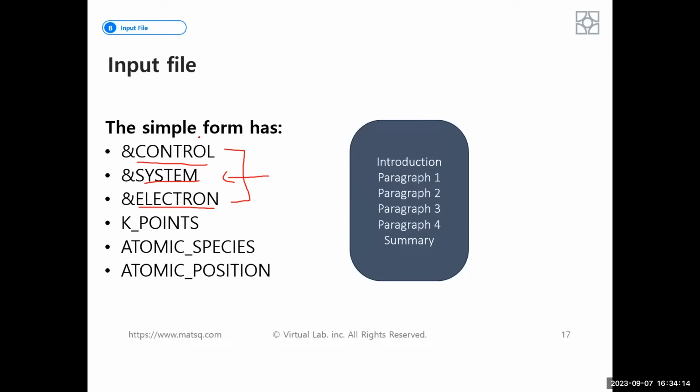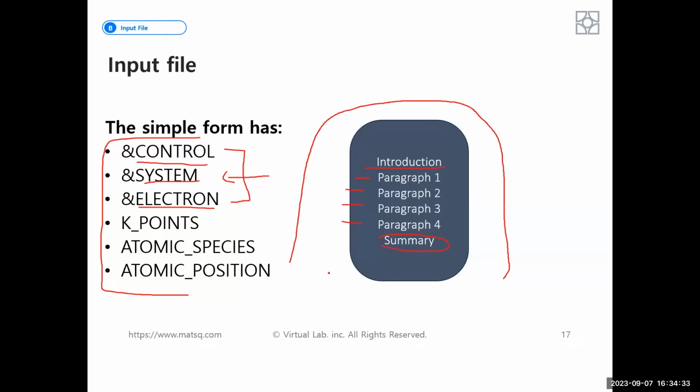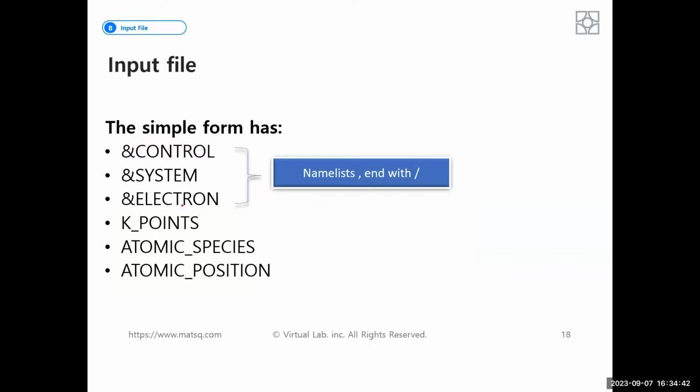So why do we have to follow this kind of arrangement? It's like when you are writing a paper or an article. You would start with an introduction, then paragraph 1, paragraph 2, paragraph 3, 4, etc., until you reach the summary. This is what makes your article an article. And this is again what makes your input file an input file of Quantum Espresso. You have to follow this kind of arrangement. Okay. So this is what we call a name list.